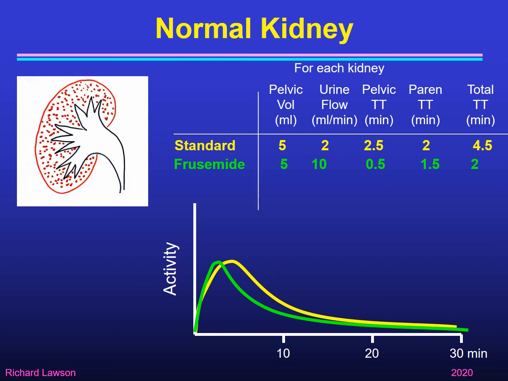I also pointed out that Frusemide increases the renal blood flow, so we might expect it to increase the uptake very slightly, but the principal effect is to sharpen the peak.